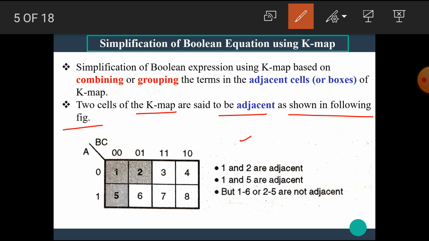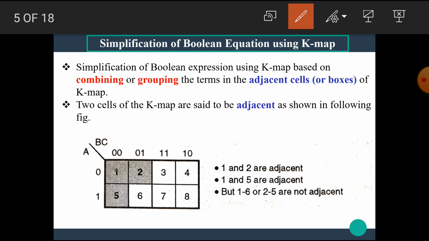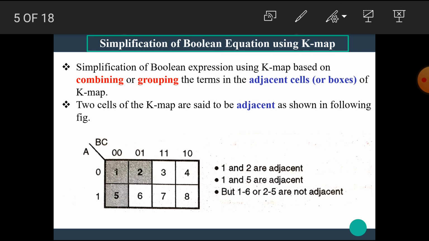That means cells 1 and 2 are adjacent with each other. Cell 1 and 5 are adjacent with each other, but cells 1 and 6, or 2 and 5, are not adjacent with each other. Okay, I hope you all understand the adjacent means the neighboring concept. Okay, let's see once again.